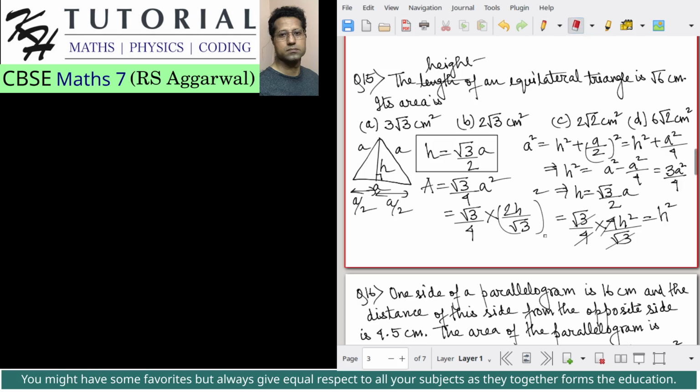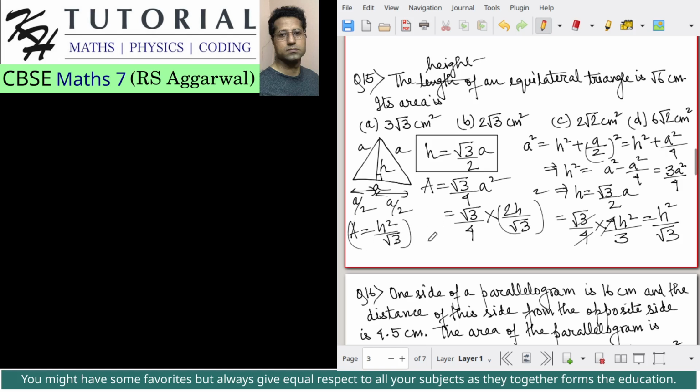2h by square root of 3 whole square is 4h square by 3, not 4h square by square root of 3. So this becomes h square by square root of 3. So the area of an equilateral triangle is h square by square root of 3, where h is the height of the equilateral triangle. So this is also an important formula you should remember.